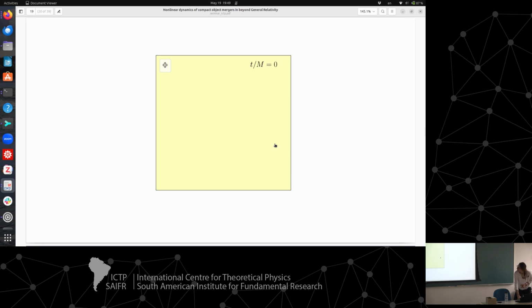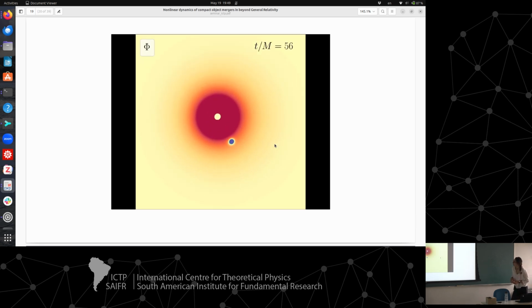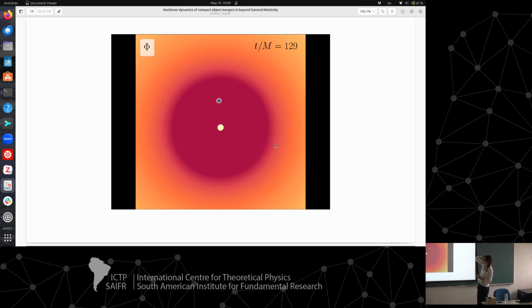So let me first show you a movie. One thing I want to emphasize here is, the blue dot is the neutron star, and even though it doesn't have a scalar charge, it still has some scalar profile. It's just that it falls off very quickly, and that's why we say that it doesn't have a scalar charge. And then it gets absorbed by the black hole.